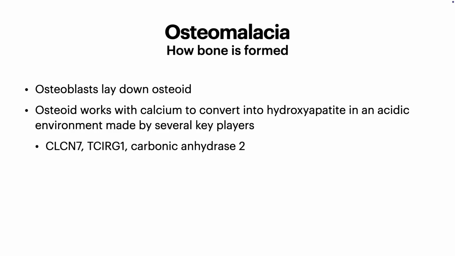So osteoblasts lay down something called osteoid. Osteoid then works with calcium and phosphorus, and that gets converted into hydroxyapatite. This is also a typo. I switched them by mistake. I got confused. But osteoid will work with the calcium and the phosphate to create hydroxyapatite in an alkaline environment, not an acidic one. So remember, alkaline environment is where you build bone. An acidic environment is where you break down bone.